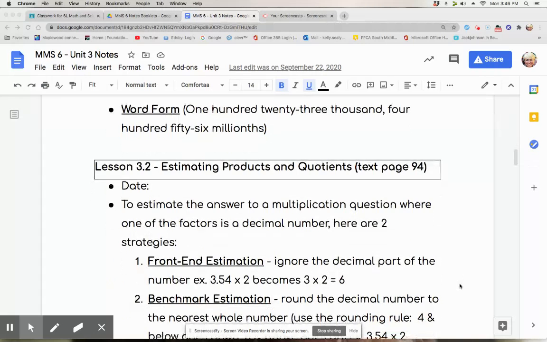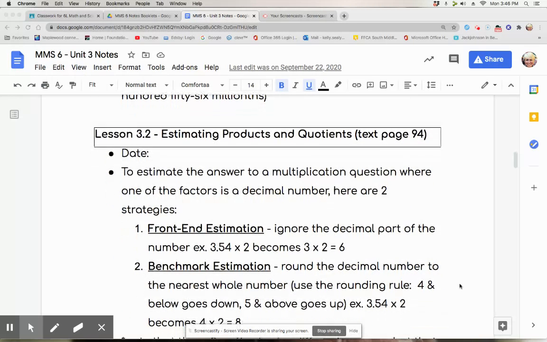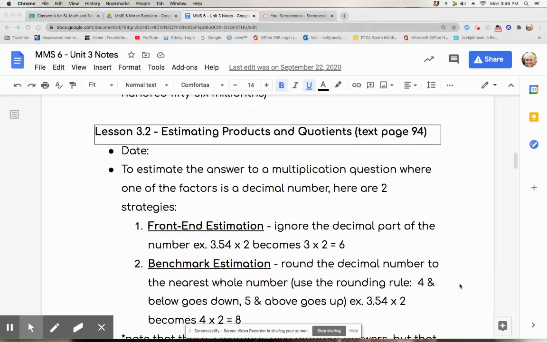Moving on to Lesson 2, that's when we started estimating products and quotients, which are the answers to multiplication and division questions. To estimate an answer to a multiplication question where one of the factors is a decimal number, there are 2 different ways we did it. The first one was front-end estimation, where we ignore the decimal part of the number. For example, 3.54 times 2 becomes 3 times 2 equals 6.